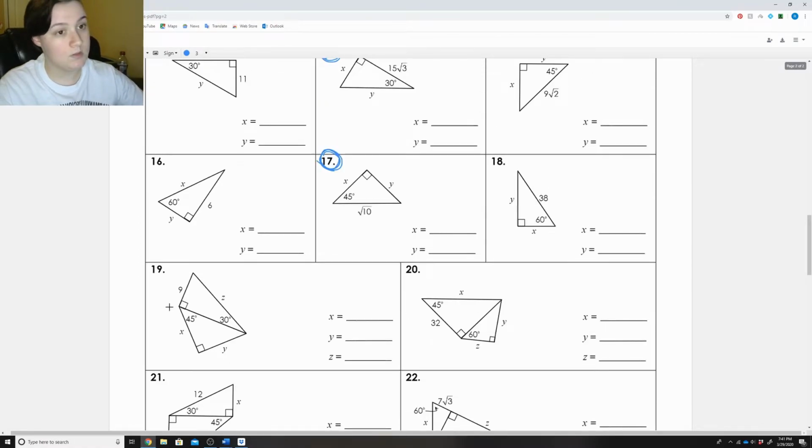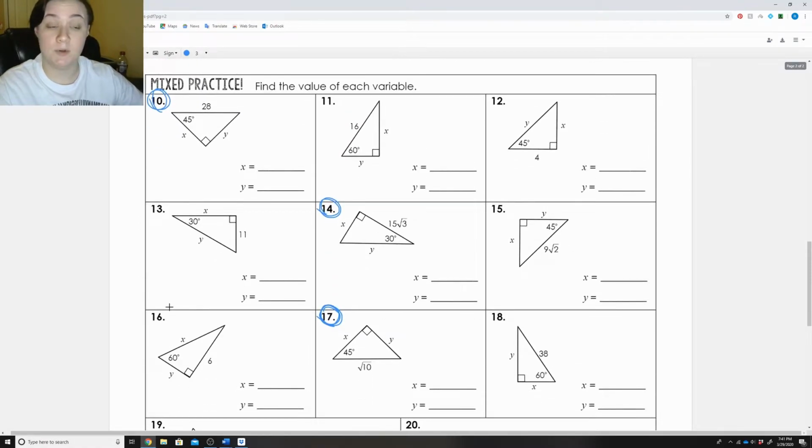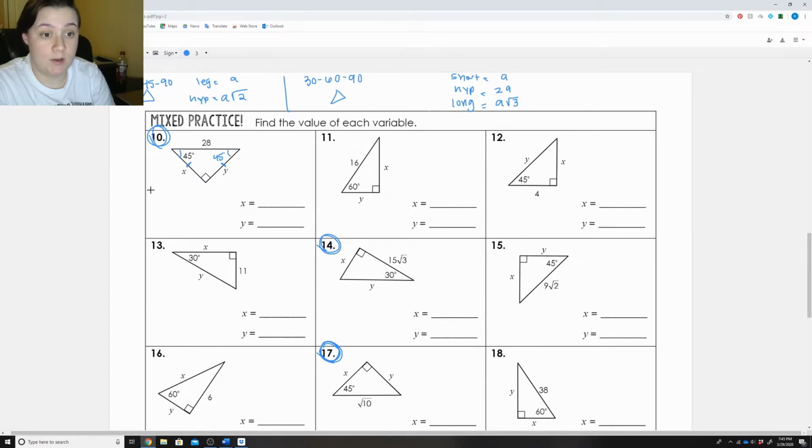Okay, so let's look at number 10. We have a 45-45-90 triangle. So these are going to be 45 degrees, both of them. And we know that these two sides are going to be the same. So this hypotenuse is 28. And then this hypotenuse, 28, is equal to a square root of 2.